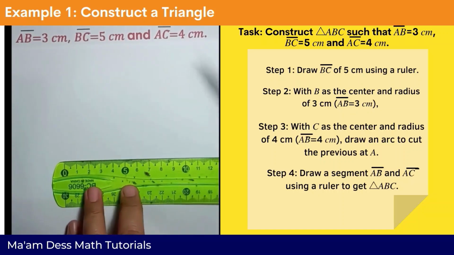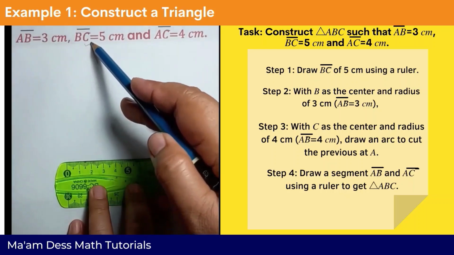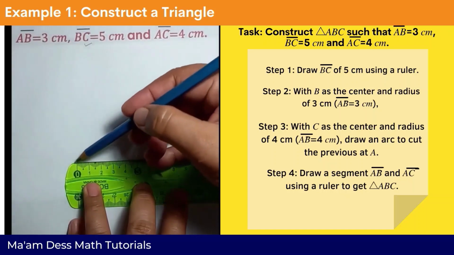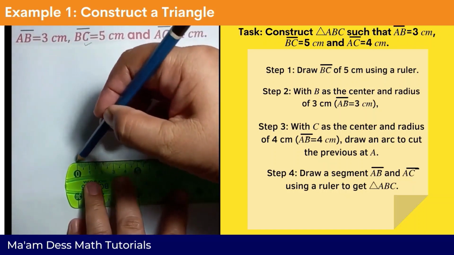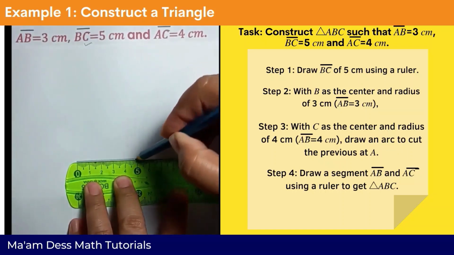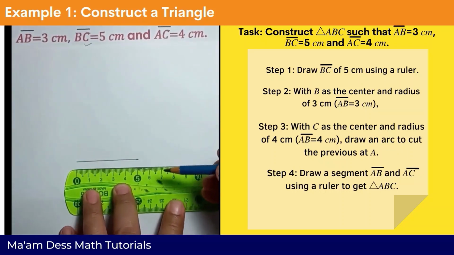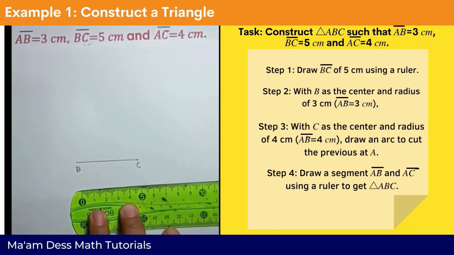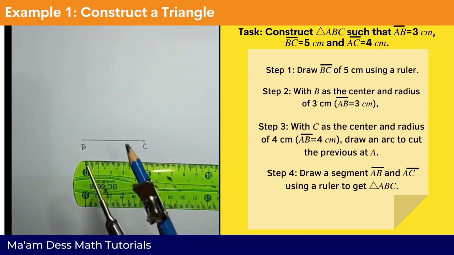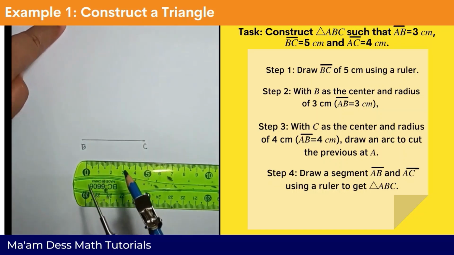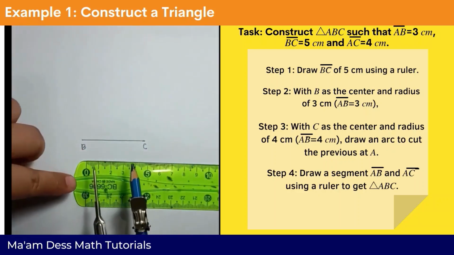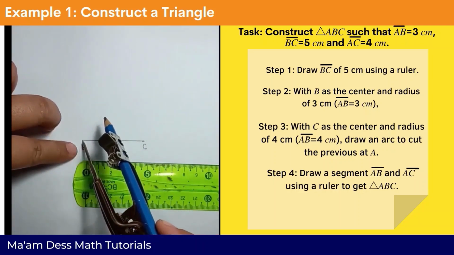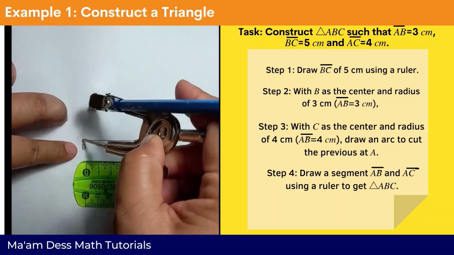The first thing that you are going to do is to construct side BC equal to 5 centimeters. Draw the side. Here is our 5 centimeter side. Label this with point B and then point C. Let us draw the side AB, which is 3 centimeters. Set up the compass with 3 centimeters, and then from B, let us make an arc.